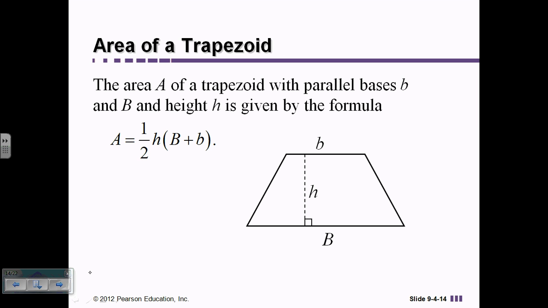A trapezoid. A trapezoid is a shape with two sets of parallel sides and two sets of non-parallel sides. And again, we have a height with that trapezoid, and we have two bases. It doesn't matter which one's big B and which one's little b. And you've got your formula: 1/2 height times base 1 plus base 2.